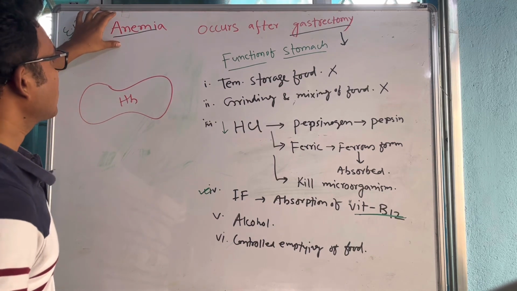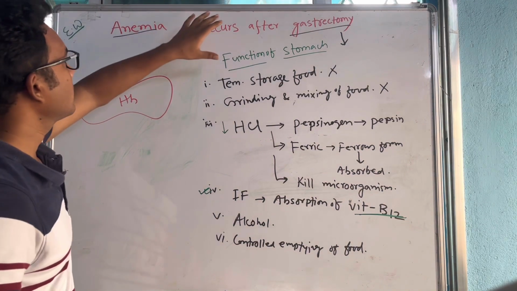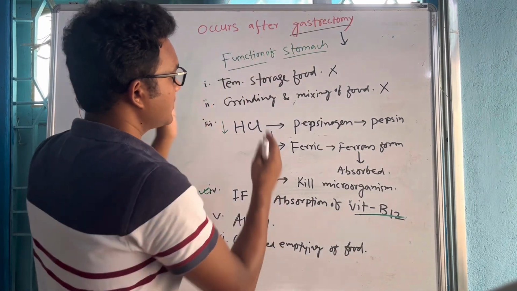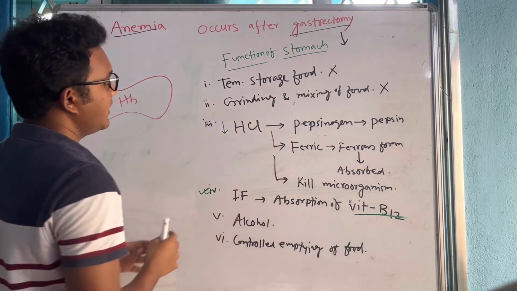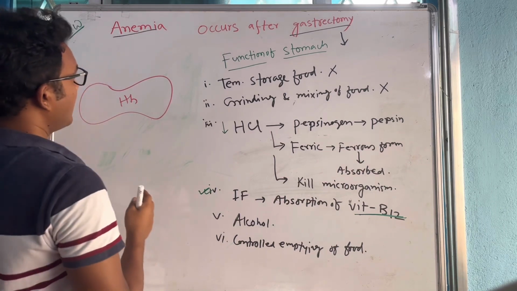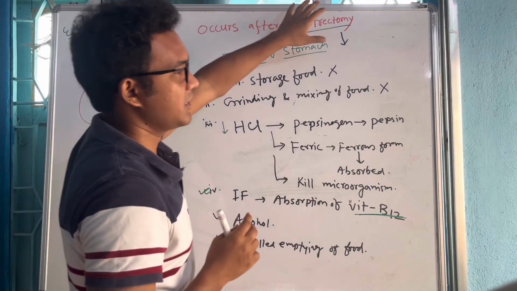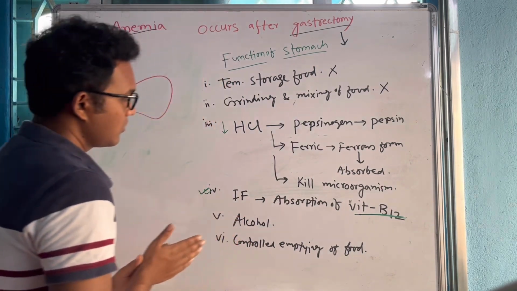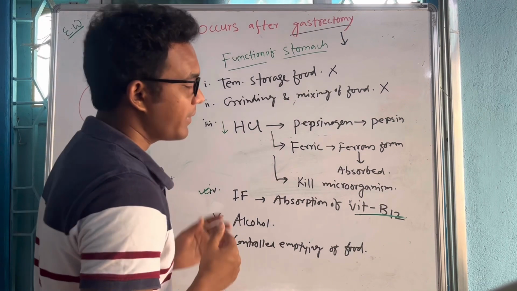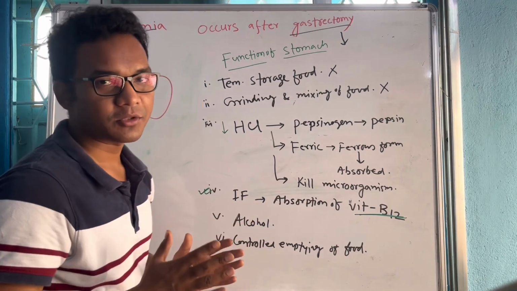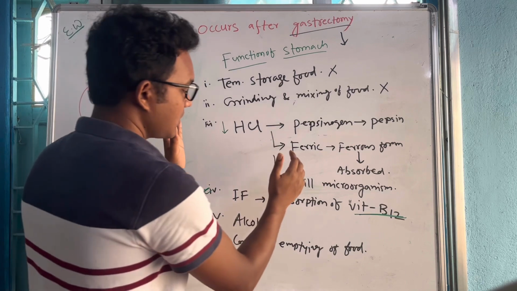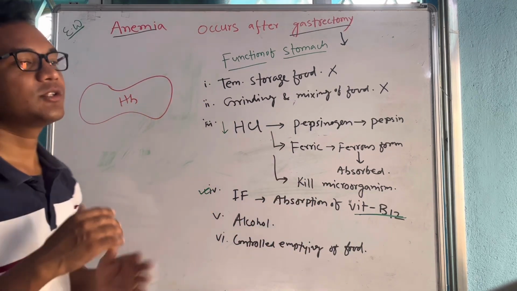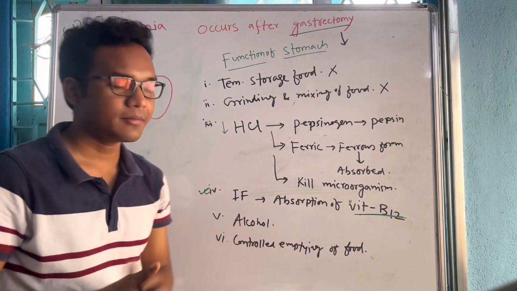So if they ask what are the causes of iron deficiency anemia after gastrectomy, you have to mention the iron point, and if they mention that megaloblastic anemia occurs after gastrectomy, then you have to mention the vitamin B12 point. So now we will mainly discuss the absorption of vitamin B12, and we will see how decreased absorption of vitamin B12 leads to megaloblastic anemia. Clear?